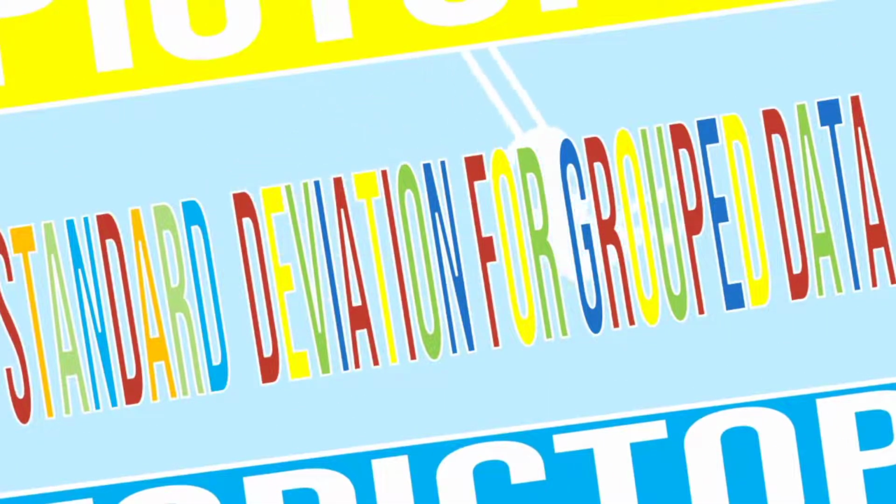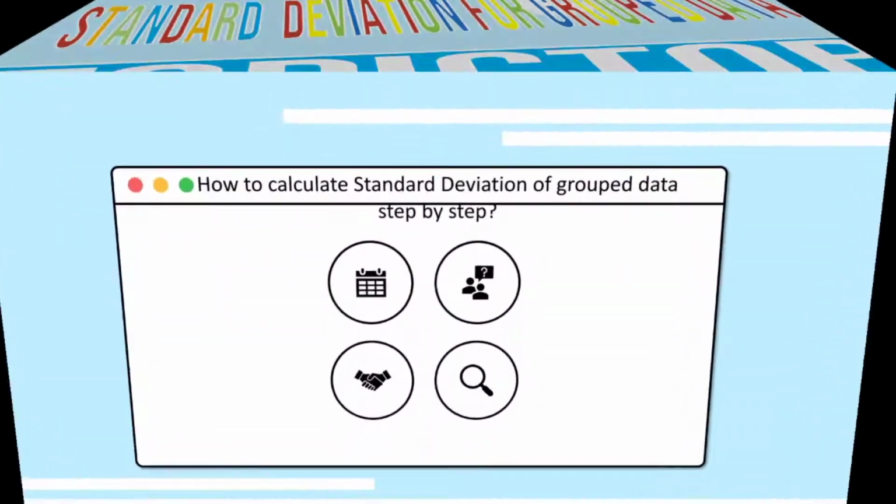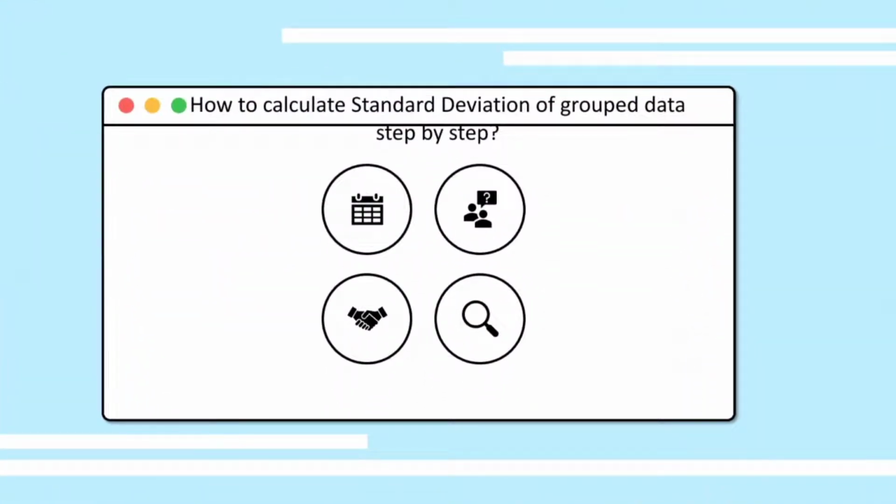As we know, standard deviation of ungrouped data wouldn't be complete without standard deviation of grouped data, am I right? And now, on to the final part of our journey, standard deviation of grouped data. Right now, my dear viewers, you may be wondering, how does one calculate standard deviation of grouped data step by step? I'm going to show you how, and there are 9 steps to follow. I will be leading you through every single one, and now on to the first step.